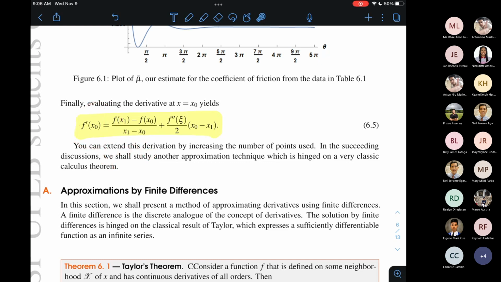At siguro ito yung sinasabi kanina ni Elgin. Kasi nga ito, pag kinuha mo yung limit nito as x sub 1 approaches x sub 0, you get the actual derivative. And that's another way of looking at how do we make 6.5 much accurate, right? But either way, we come up with the same conclusion that x sub 1 should be very, very close to x sub 0. Whether you're looking at it as slopes of secant and tangent lines, or you're more analytical and you just look at the error term or the formula for the error.